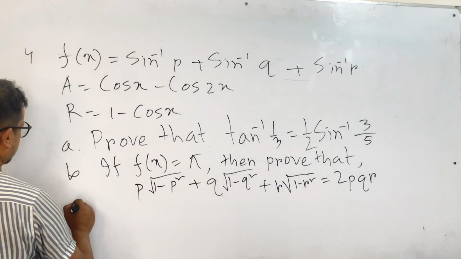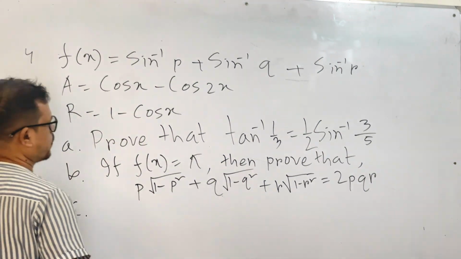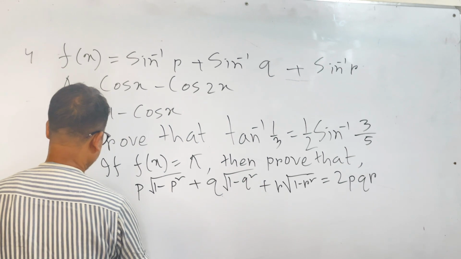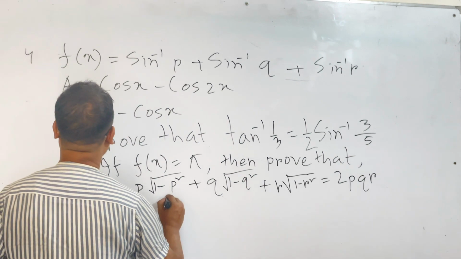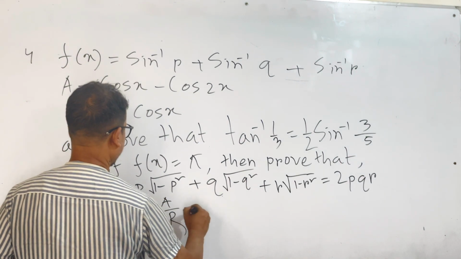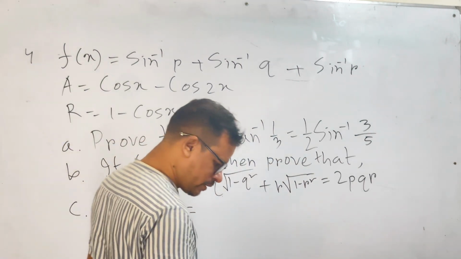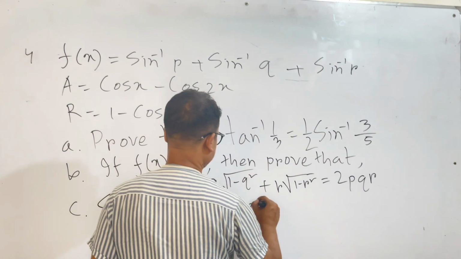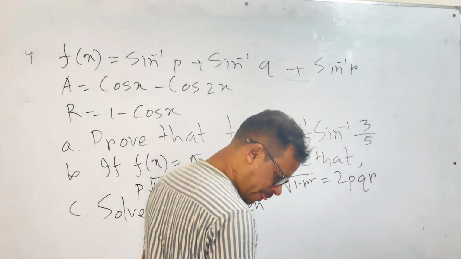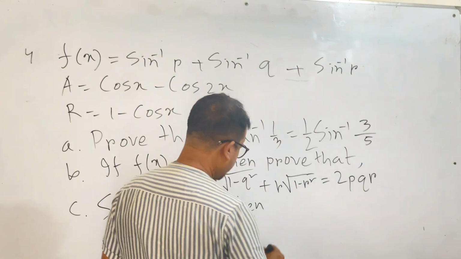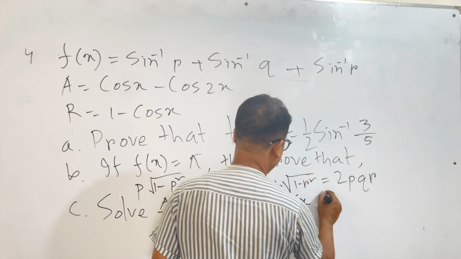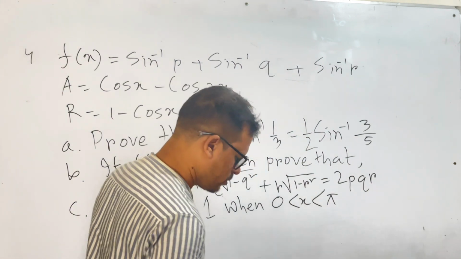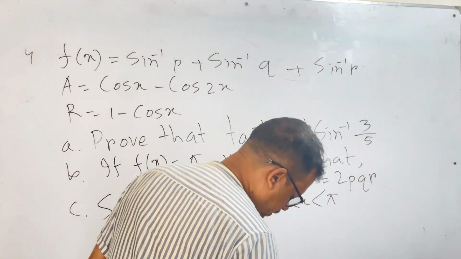is mark 4. Solve a by r equal to 1 when x is less than pi and more than 0, the value of x.